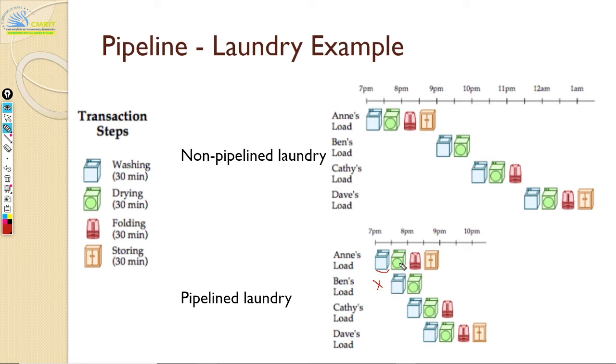So while Anne is drying her clothes, Ben can start washing his clothes. When Ben is done with his washing, he can start with his drying. By then, Anne would have finished her drying, and so on. This is the typical pipelining process. If you take your washing machine, it is utilized 100% of the time. It's used continuously, in one slot or the other.